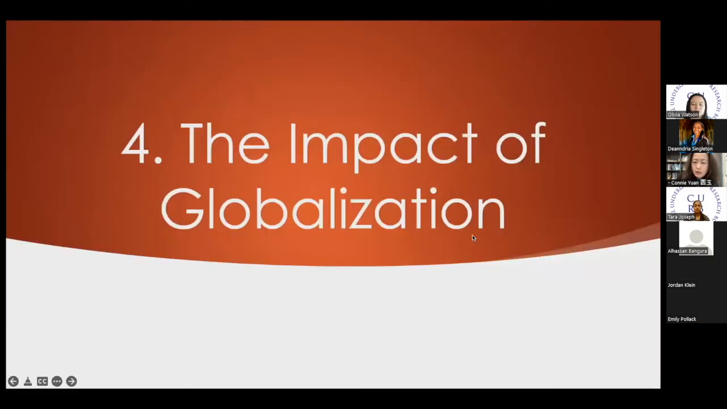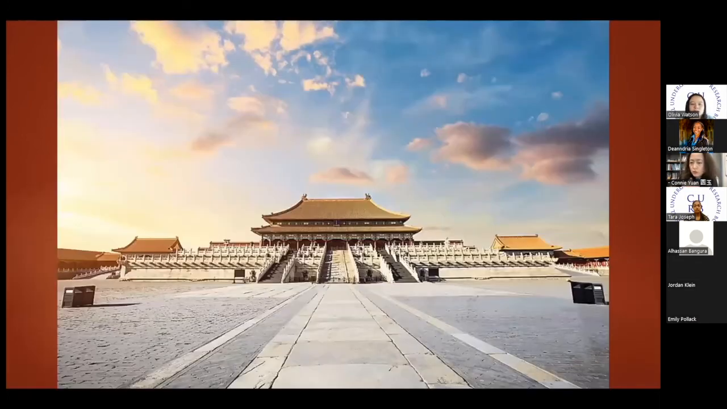Okay, the other thing that's core to my research and teaching is globalization, the intercultural dimension. So I want to share a story with you. This is the Forbidden City of China. I was born and grew up in Beijing, so I've been to this place dozens of times.